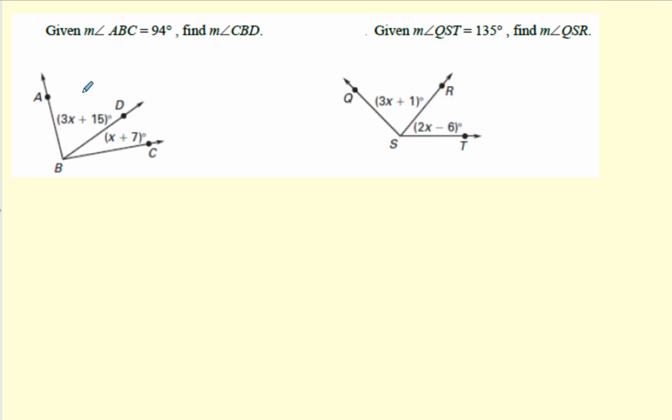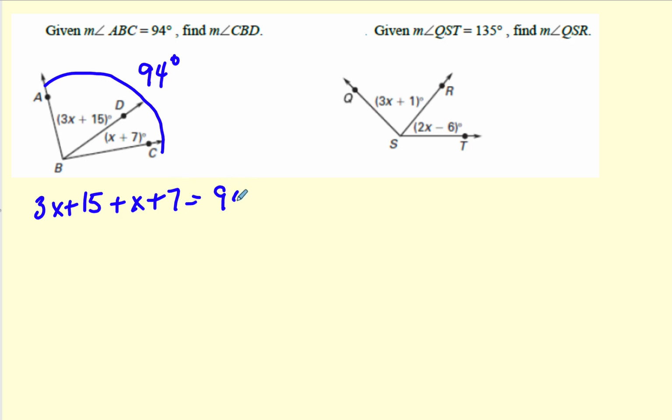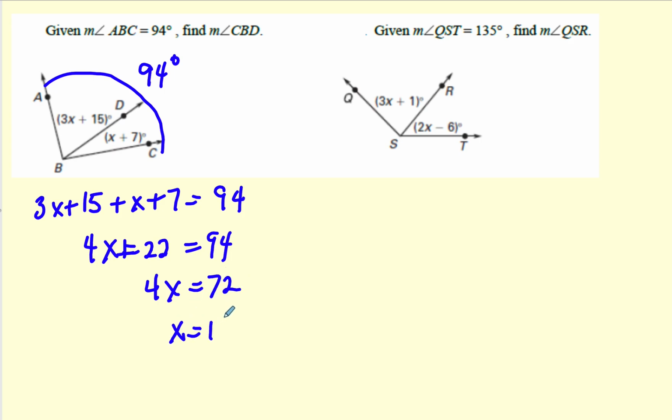Let's take a look at this problem. Notice again, they're sharing a side. Notice that angle ABC, that's this whole big angle right here, is 94 degrees. So I know little plus little is equal to big. So 3x plus 15 plus x plus 7 is equal to the big angle of 94. That's 4x plus 22 equals 94. So 4x would be equal to 72, and therefore x would be 18.